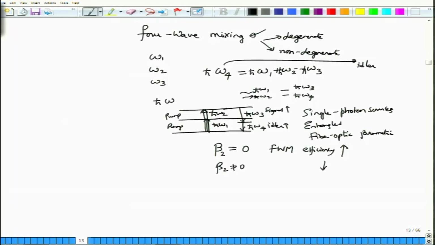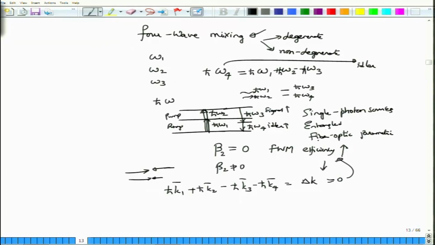But in optical fibers, because waves not only have energy, but they also have momentum via their wave vectors, it is also important that we satisfy exactly the momentum conservation as well. That is, their h bar k values, h bar k1 plus h bar k2, must exactly be equal to h bar k3 plus h bar k4. We will call this difference delta k, and this difference delta k should be almost equal to 0 for high FWM efficiency to occur.